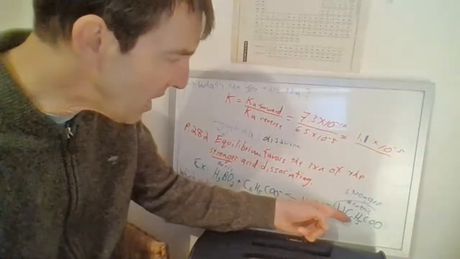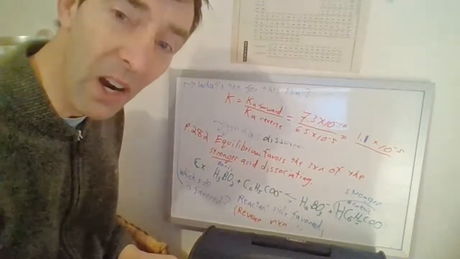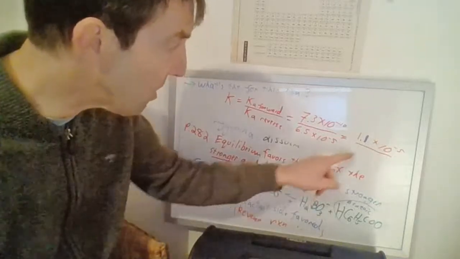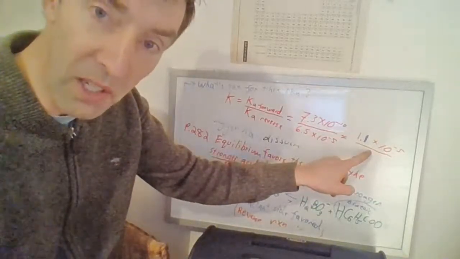Is it going to go that way? No, it's going to go reverse. You told me that already. So to go forward is very unlikely. That's why the number is small.